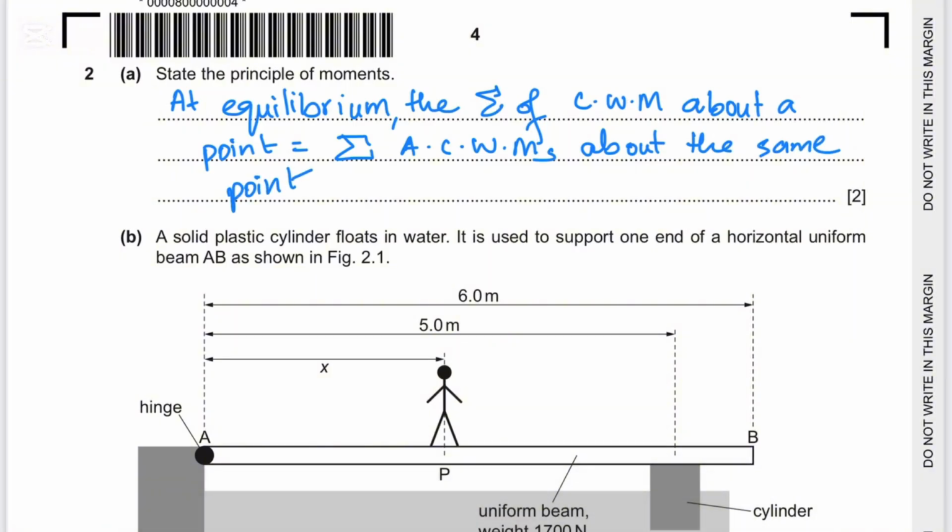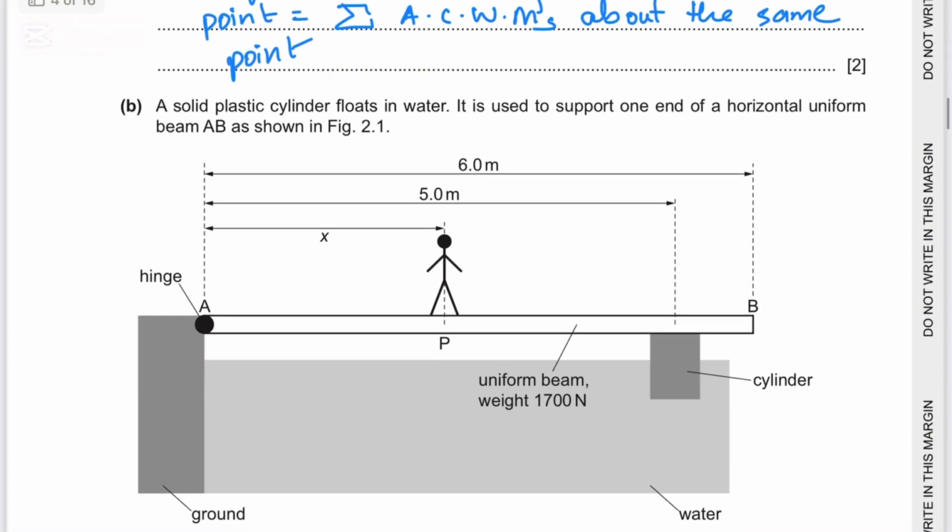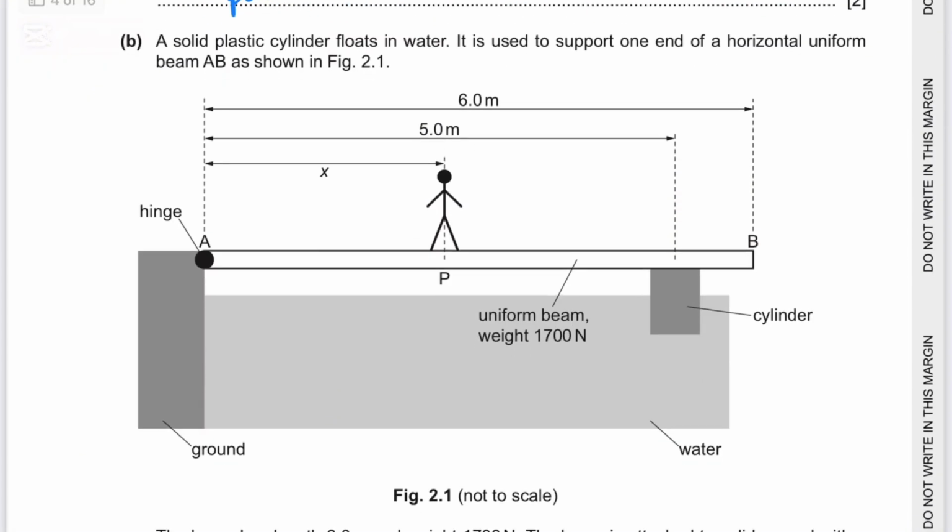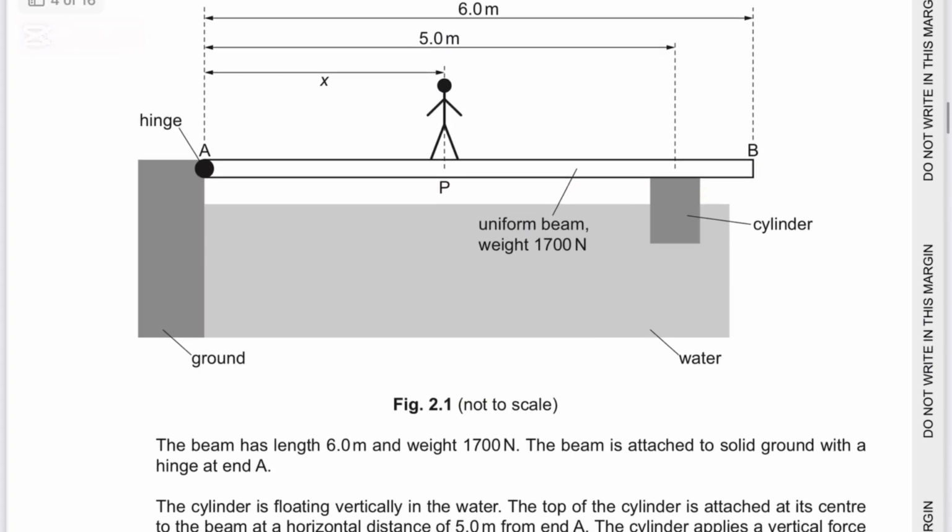Okay, now you have a solid plastic cylinder which floats in water, and it's used to support one end of a horizontal uniform beam AB as shown in figure 2.1. This beam has a length of 6 meters and it weighs 1700 newtons. The beam is attached to the solid ground with a hinge at A, and a cylinder is floating vertically in the water. The top of the cylinder is attached at its center to the beam at a horizontal distance of 5 meters from the end A. The cylinder applies a vertical force of 1300 newtons to the beam.